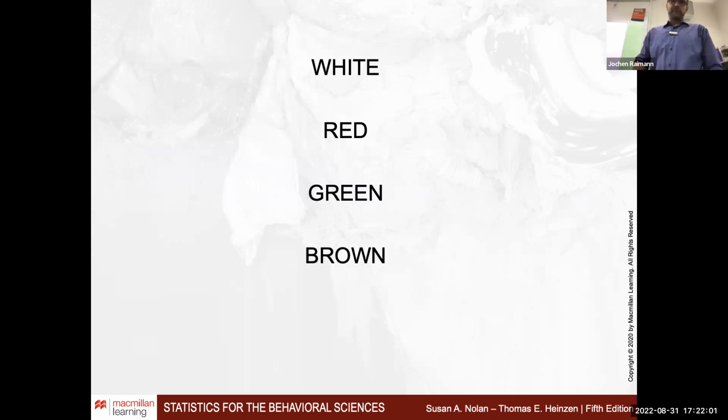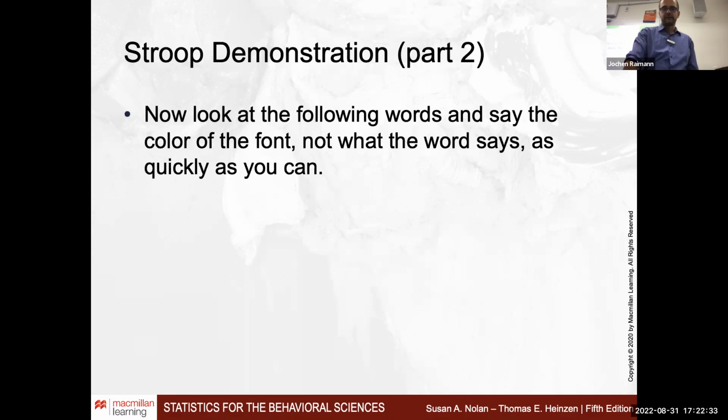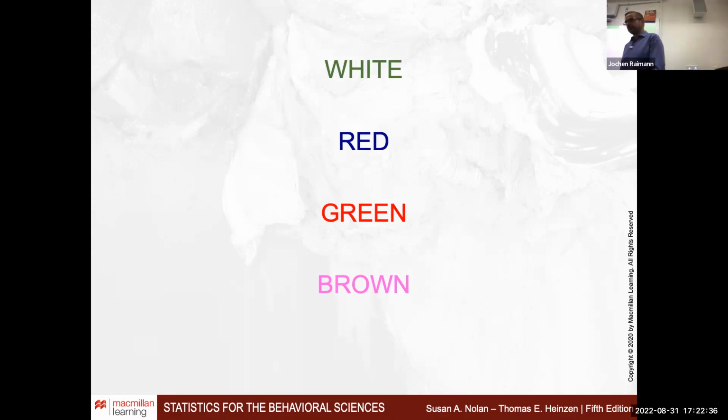White, red, green, brown. Good. Now I'm going to show you words and, white, red, green, brown. Okay. Now go 1 slide further, because now look at the following words on the next slide. White, red, green, brown. Now go to slide number 9, and tell me the color of the font. Of the font, yes. Green, blue, red, brown. No, really?